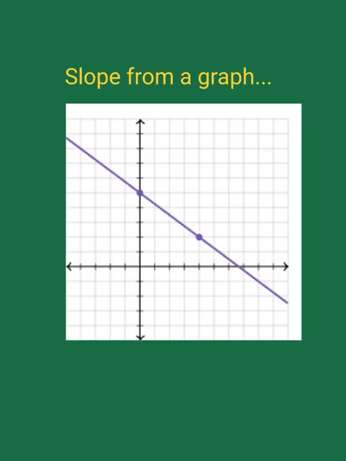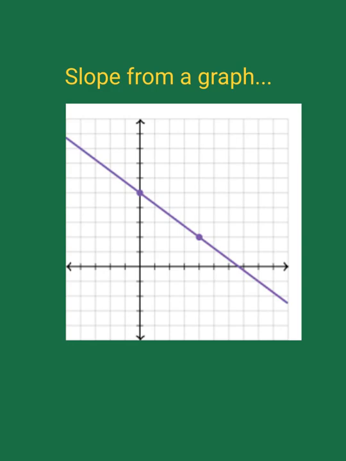First thing I'd like to show you is how to calculate the slope from a graph. And here is my graph. As I read this graph going left to right, I see that the graph is a nice negative. So I know that the graph is going to have a negative slope. So part of my answer is negative.